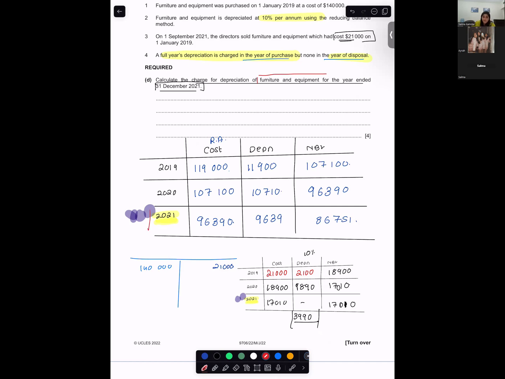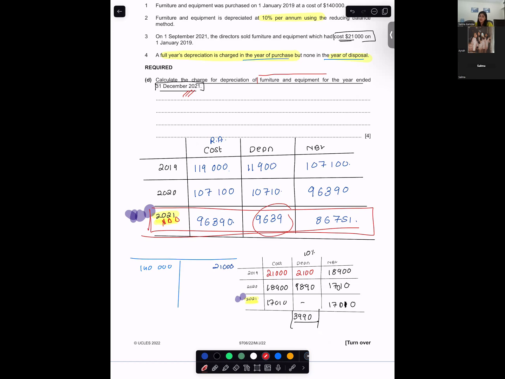For which year are they asking? 2021. For the current year, how much is the depreciation? 9,639. I'm not asking accumulated depreciation. They're asking depreciation for the current year. What is the depreciation for the current year? 9,639. Yes, just understand the question. What are they asking you? Depreciation charge for the current year.